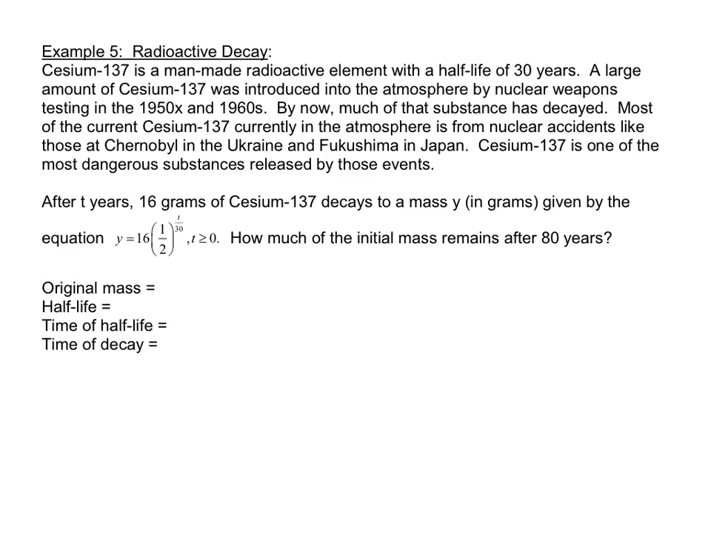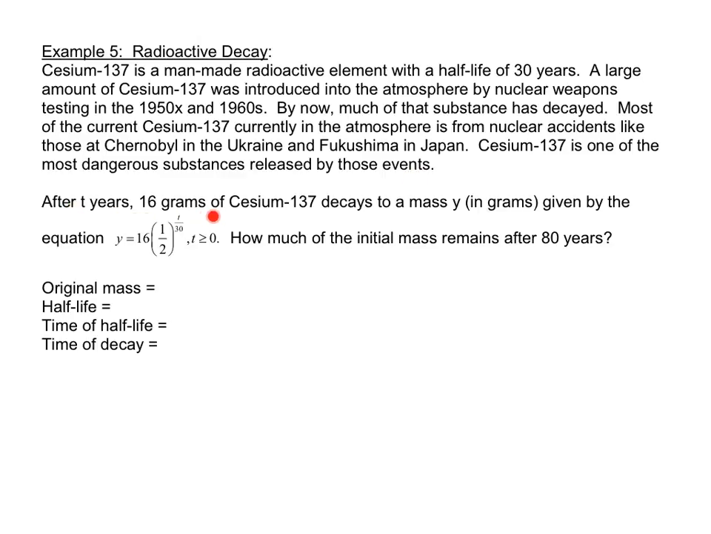Alright, let's look at some more. Alright, so the word problems here. It says cesium-137 is a man-made radioactive element with a half-life, okay? We'll talk about that in a minute, of 30 years. A large amount of cesium-137 was introduced into the atmosphere by nuclear weapons testing in the 1950s and 1960s. By now, much of that substance has decayed. Most of the cesium-137 currently in the atmosphere is from nuclear accidents like those in Chernobyl in the Ukraine and Fukushima in Japan.